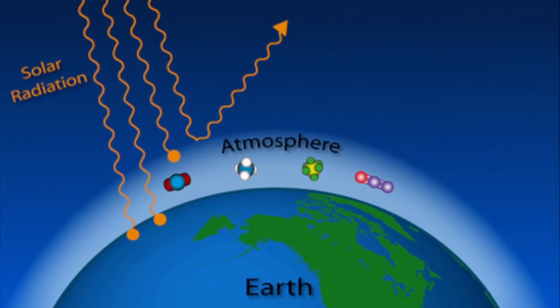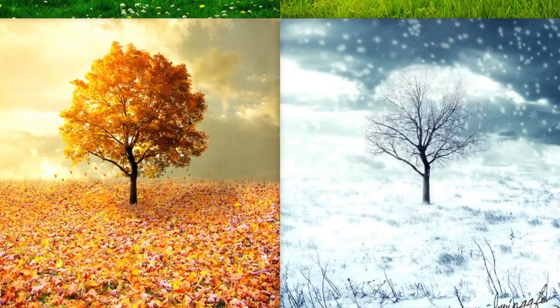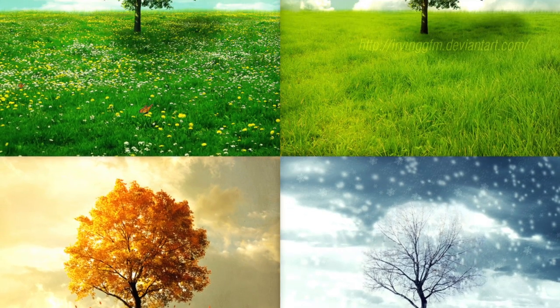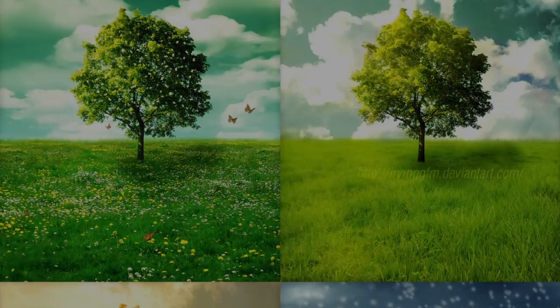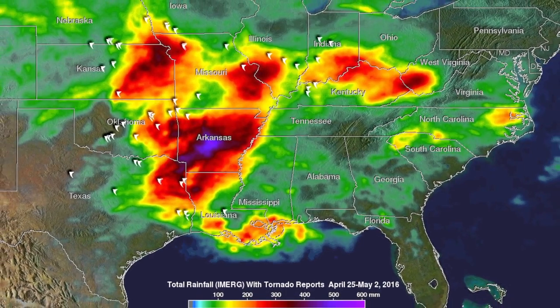If the Earth received equal amounts of sunlight, we would lose our seasons, and instead it would remain one season all year around in every part of the world. Weather would be forever changed, and unpredictable changes would be a constant threat.